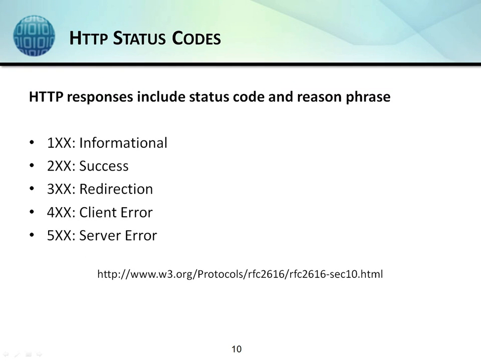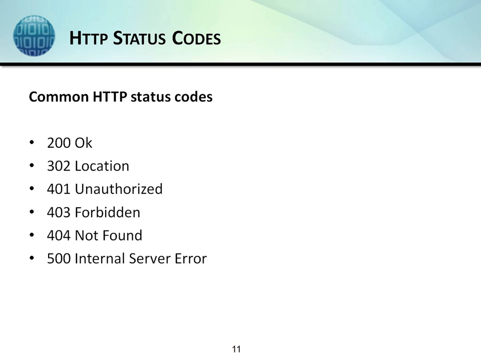HTTP status codes are returned by the server based on the results of a particular request. We have five different categories: informational, success, redirection, client error, and server error. Some of the more common status codes that you're going to encounter are these. The 200 OK means that the client made a request which was found on the server and it got returned back to the client. So that was a successful request.